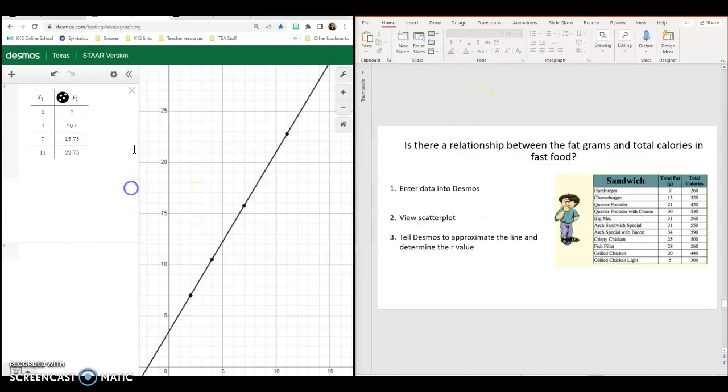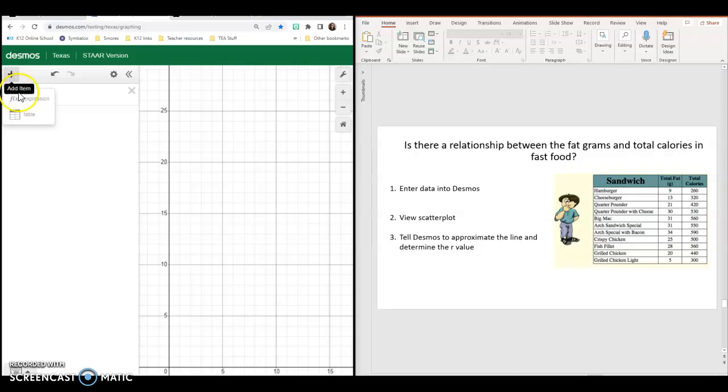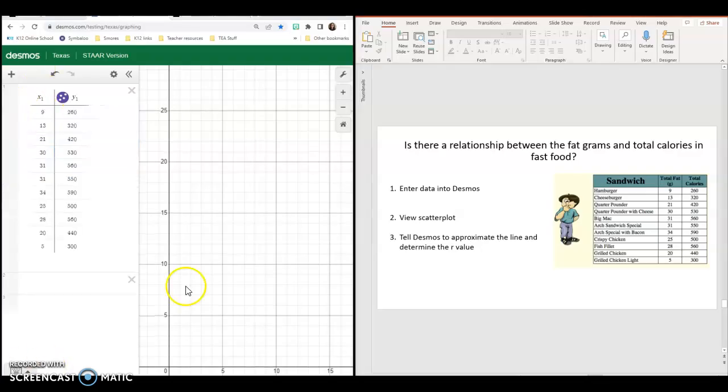So now let's use Desmos to figure out if there's a relationship between the fat grams and total calories in fast food. So once again, I'm going to click the plus, add item, and then click table. And then I'm going to enter my fat grams into x1. So I'm going to go ahead and pause the recording while I type in these values, and so you can do the same. So once you've typed in all your values, you just want to check really quickly and make sure that you've typed everything in correctly.